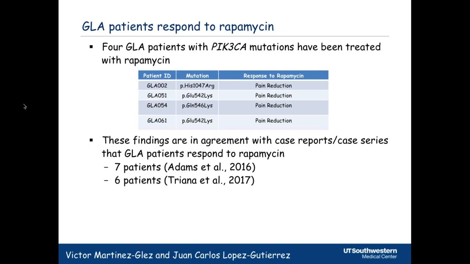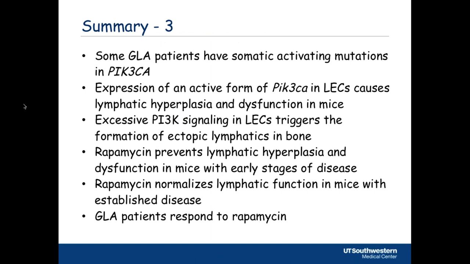In addition to treating mice with rapamycin, I've been working with Juan Carlos Lopez Gutierrez, and he has treated 4 GLA patients that have PIK3CA mutations with rapamycin. So far, the greatest response that these patients have reported has been a reduction in pain. Our findings are in agreement with a few case reports where GLA patients have been treated with rapamycin, and these patients have reported a reduction in pain. Also, some patients have reported a resolution of their pleural effusion or their chylothorax, which also suggests that rapamycin can normalize lymphatic function. I just want to point out that although these patients have been treated with rapamycin, there was really no molecular rationale for treating them with rapamycin, and we were the first to show that the mTOR signaling pathway is altered in these patients.